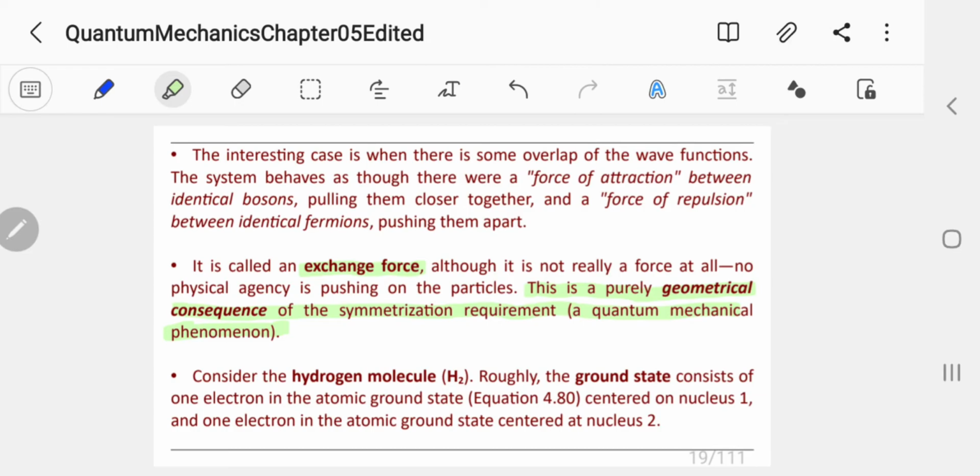Now consider a hydrogen molecule H2. What is a hydrogen? You have a proton, and revolving around that proton is an electron. And for the hydrogen molecule, you have a two electron-proton system. So the ground state consists of one electron in an atomic ground state centered on one nucleus, and one electron in the atomic ground state centered at nucleus 2.